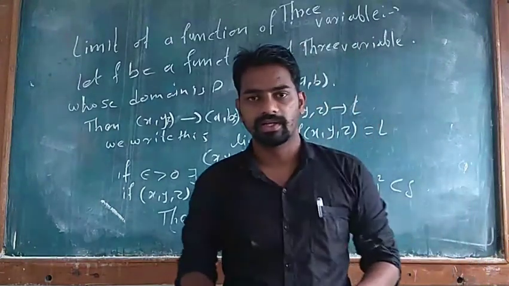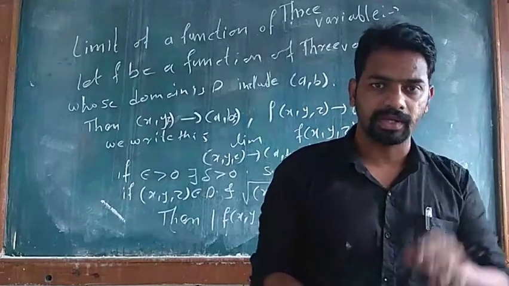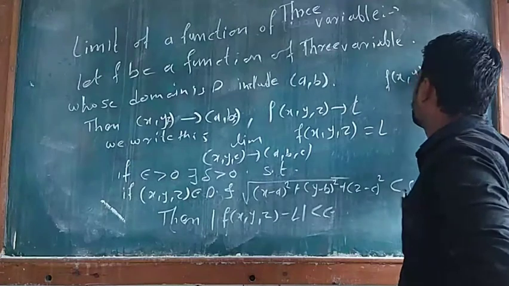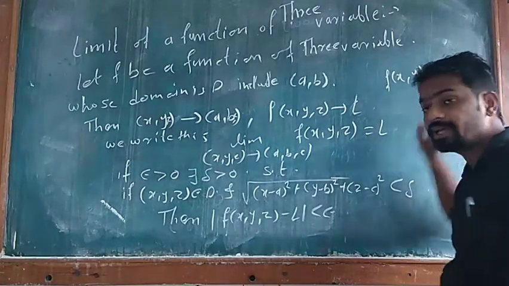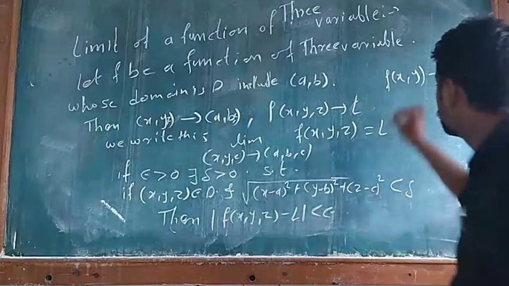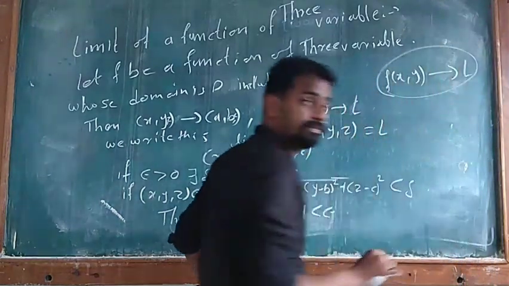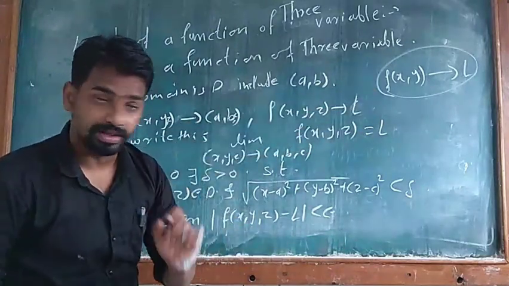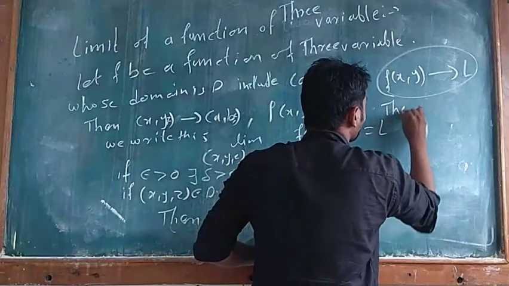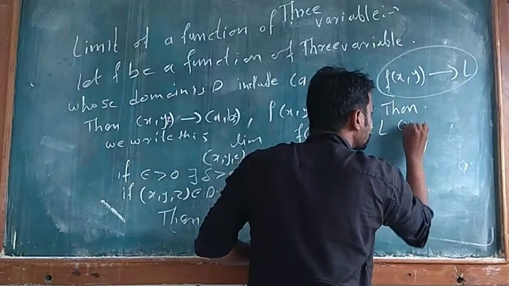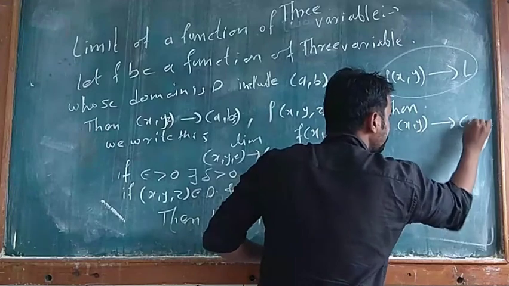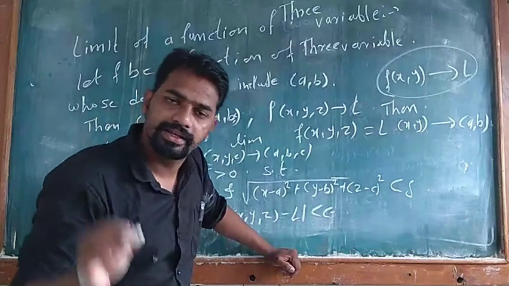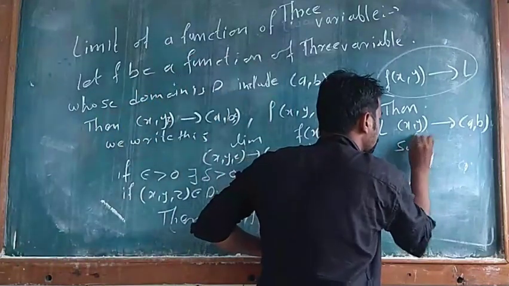That is, in other words, if the distance between f of (x, y) and L is arbitrarily very small, then the distance between (x, y) and (a, b) is sufficiently small.